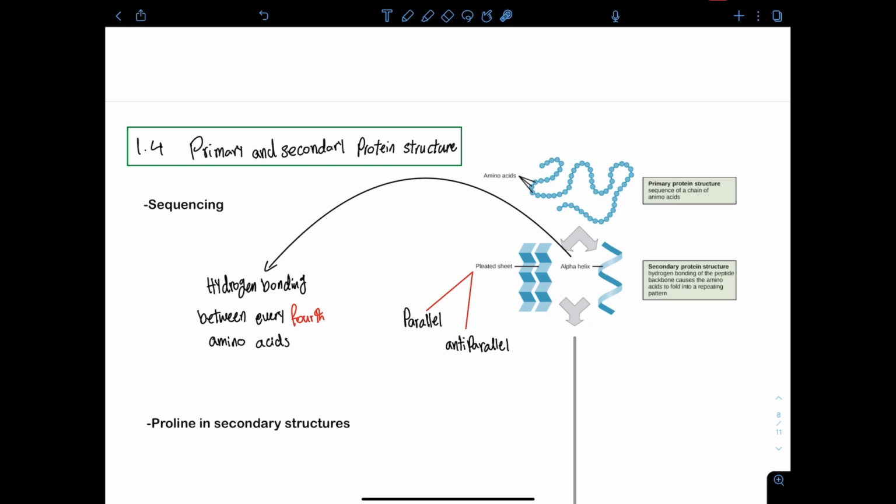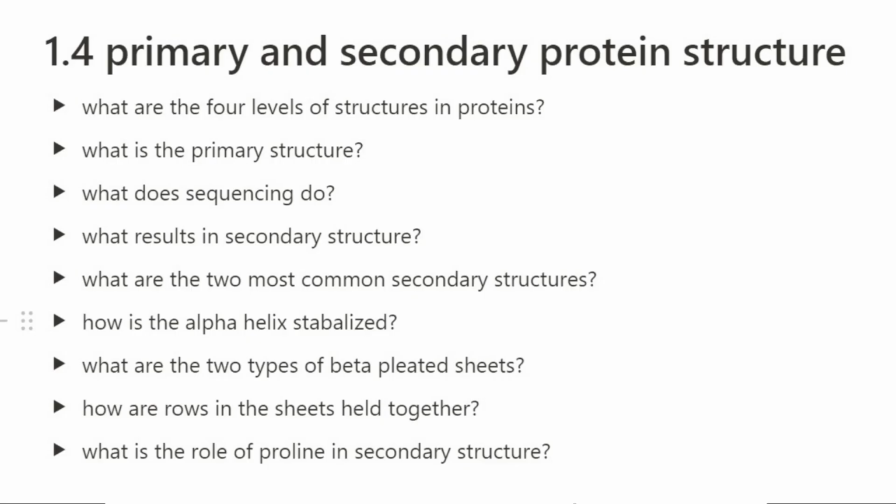That can cause and introduce kinks in the alpha helix or create turns in the beta pleated sheets. Proline is commonly found in the first residue of an alpha helix, and also it is in the edge strands of the beta pleated sheets.